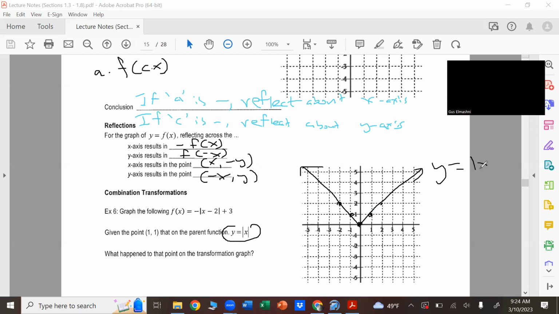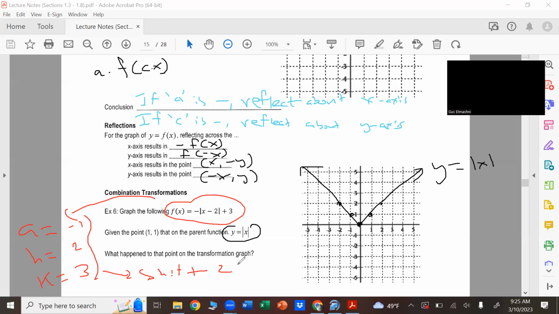So it's y equals that. Let's do this one in red. Here's what I'm going to ask you guys to do. Identify A, H, and K. A is -1. What's K? +2. Oh, yeah, might be. And K is 3. So what I'm going to do is I'm going to shift up 3 over 2. Yeah, I'm going to shift to left. Sorry, to right.